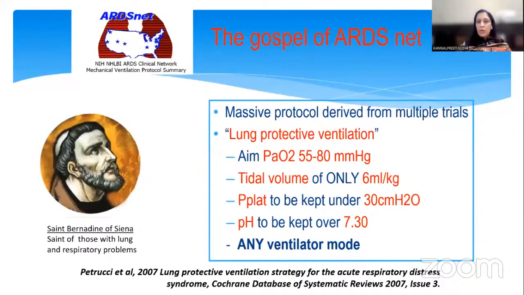The ARDSNet protocol. This is the crux of ventilation in ARDS. Whatever theory we have talked about, how we are going to ventilate is as per this slide. This is a massive protocol derived from multiple trials, wherein the aim of lung protective ventilation is a PaO2 target of 55 to 80 millimeters mercury, tidal volume of only 6 mL per kg, plateau pressure to be kept under 30 centimeter water, and pH to be kept over 7.30, using any ventilator mode. So this is the gospel of the ARDSNet protocol.